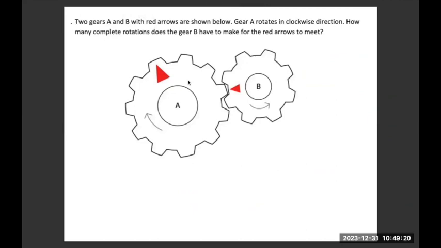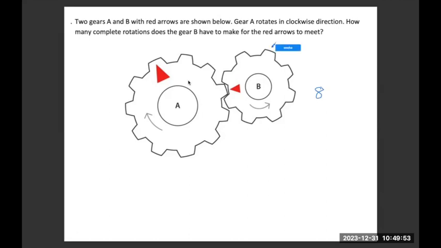Here you are provided with two gears. There is a red arrow in both the gears A and B. You're also given the direction in which gear A and gear B are moving. One is clockwise and one is anti-clockwise. You have to find how many complete rotations gear B will have to make for the arrows to meet. Gear B has 8 spokes.